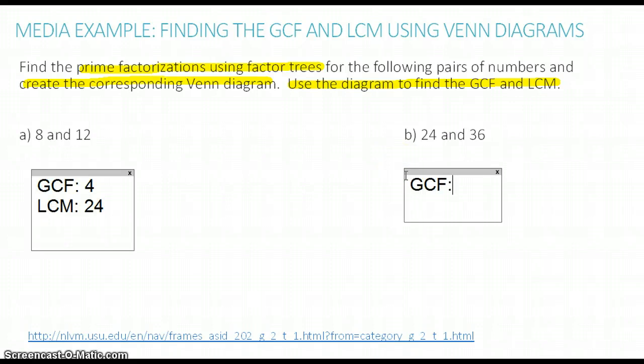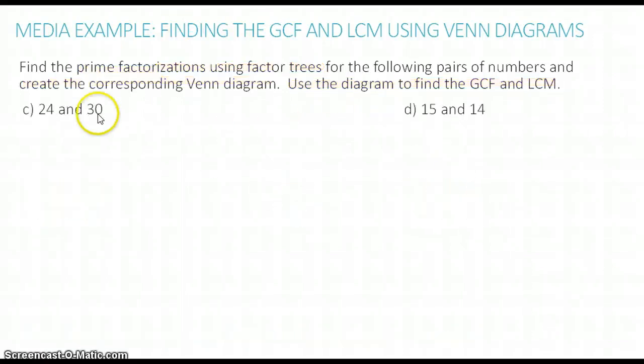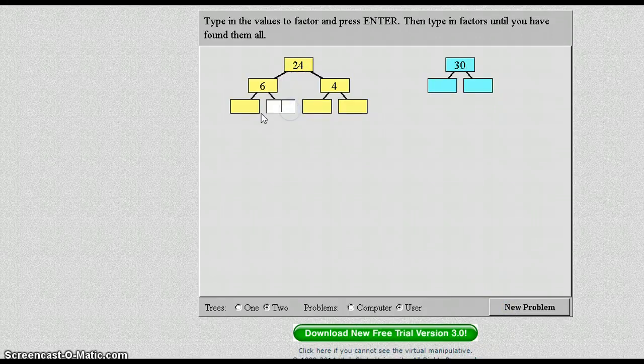GCF 12, LCM 72. Let's move to the next questions. So C, we have 24 and 30. Let's start a new problem with 24 and 30, and I'm going to start factoring.